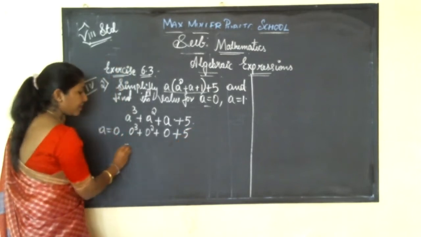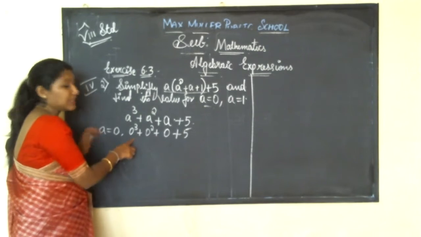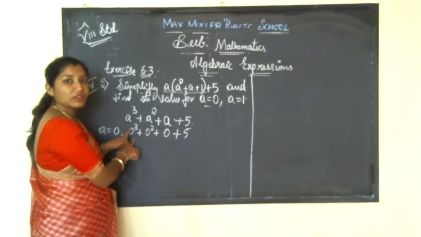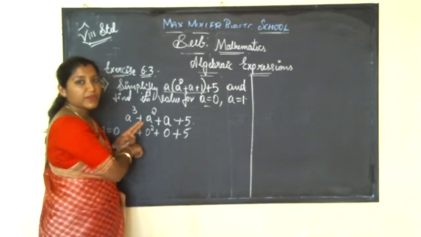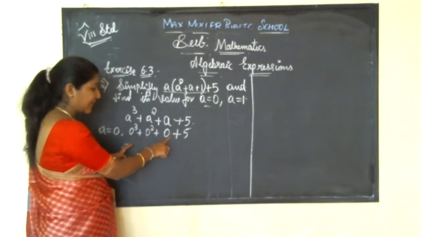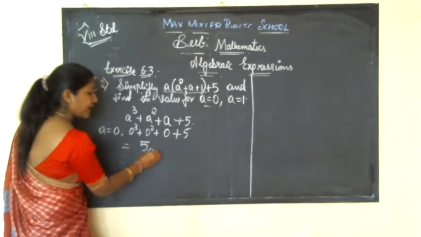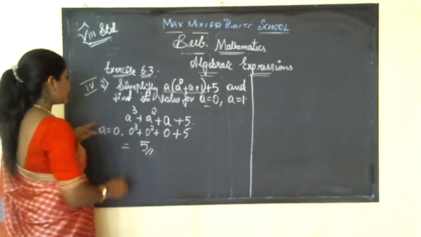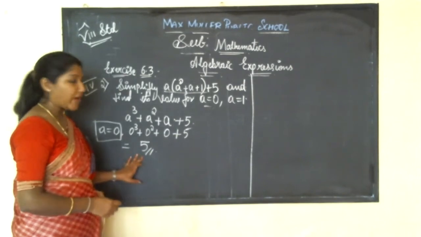Okay. Now, what will be the answer? 0 cube, 0 square, 0, it's all 0 only. If you multiply 0 three times, it is 0 only. 0 two times, it is 0. So if you add all these zeros, it is 0 only. 0 plus 5, it is 5 only. Understood? Now, this is for a is equal to 0. You have found out the value.